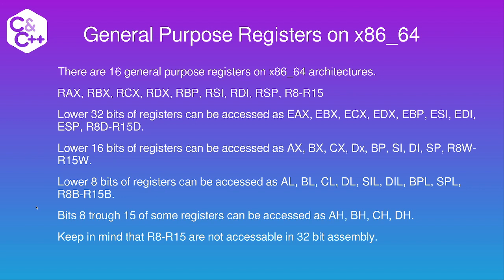So, you might be wondering where those D, W, and B come from, and that stands for byte, word, double word. And also keep in mind R8 to R15 are not accessible in 32-bit assembly.